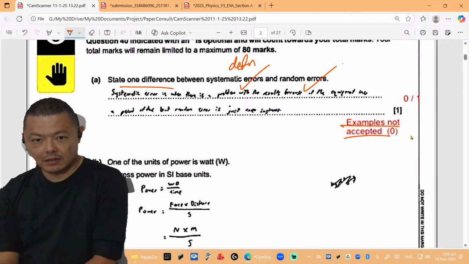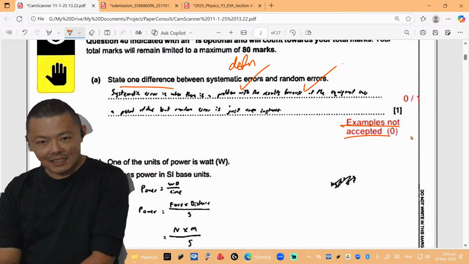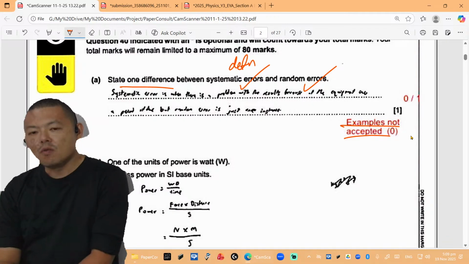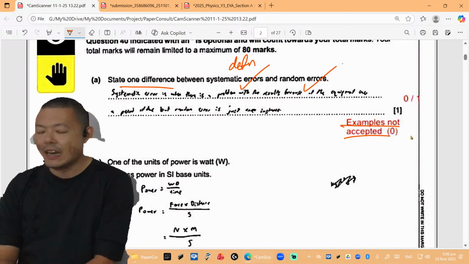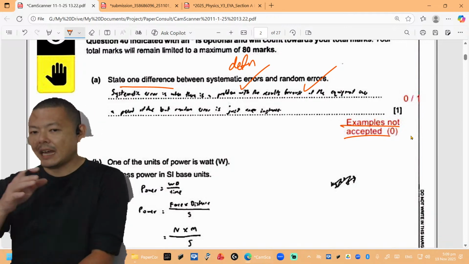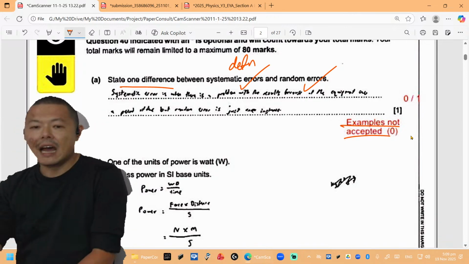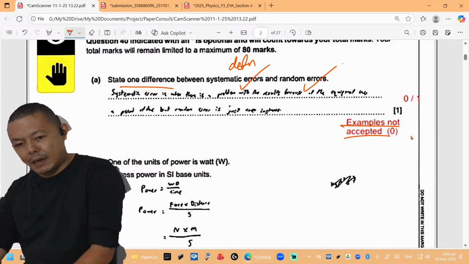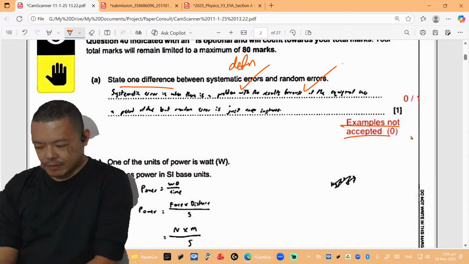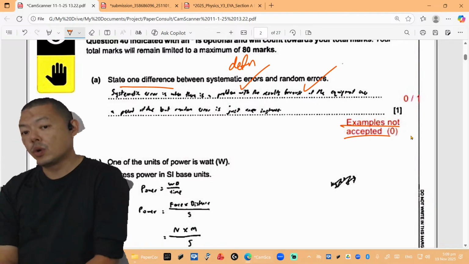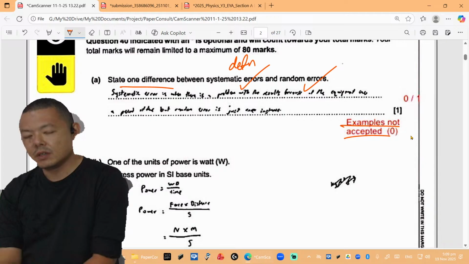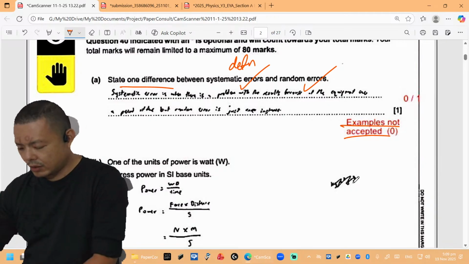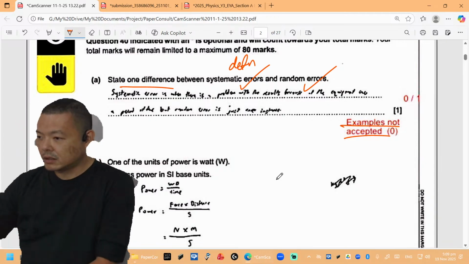zero error. That's a systematic error. Okay? Random error is an error that has no constant magnitude and no constant direction. That means it can happen a little bit more or very much less, right? That's a random error. So you have to go with definition. Can you find this definition in your school's notes? Yes, you can. Good.